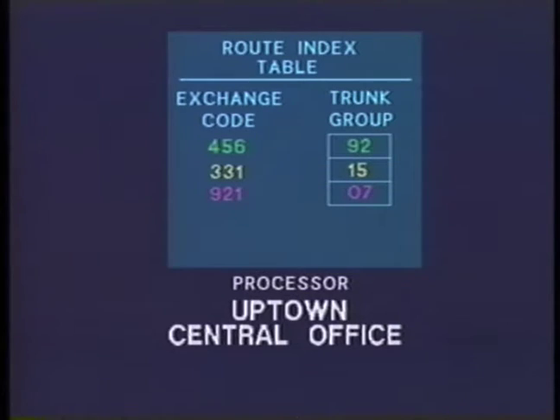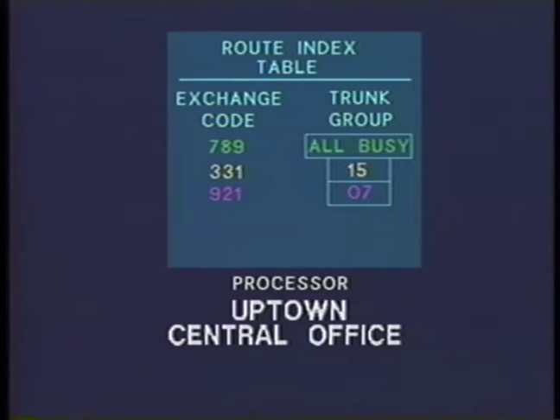To determine how to route the call, the central processor consults the route index table. The table is located in the program store. The route index table directs a call from a given exchange code to the specific trunk group that will complete the call to its end destination. For instance, Zelda's exchange code is 789. According to the route index table, all 789 calls should be routed to the trunk group 45.